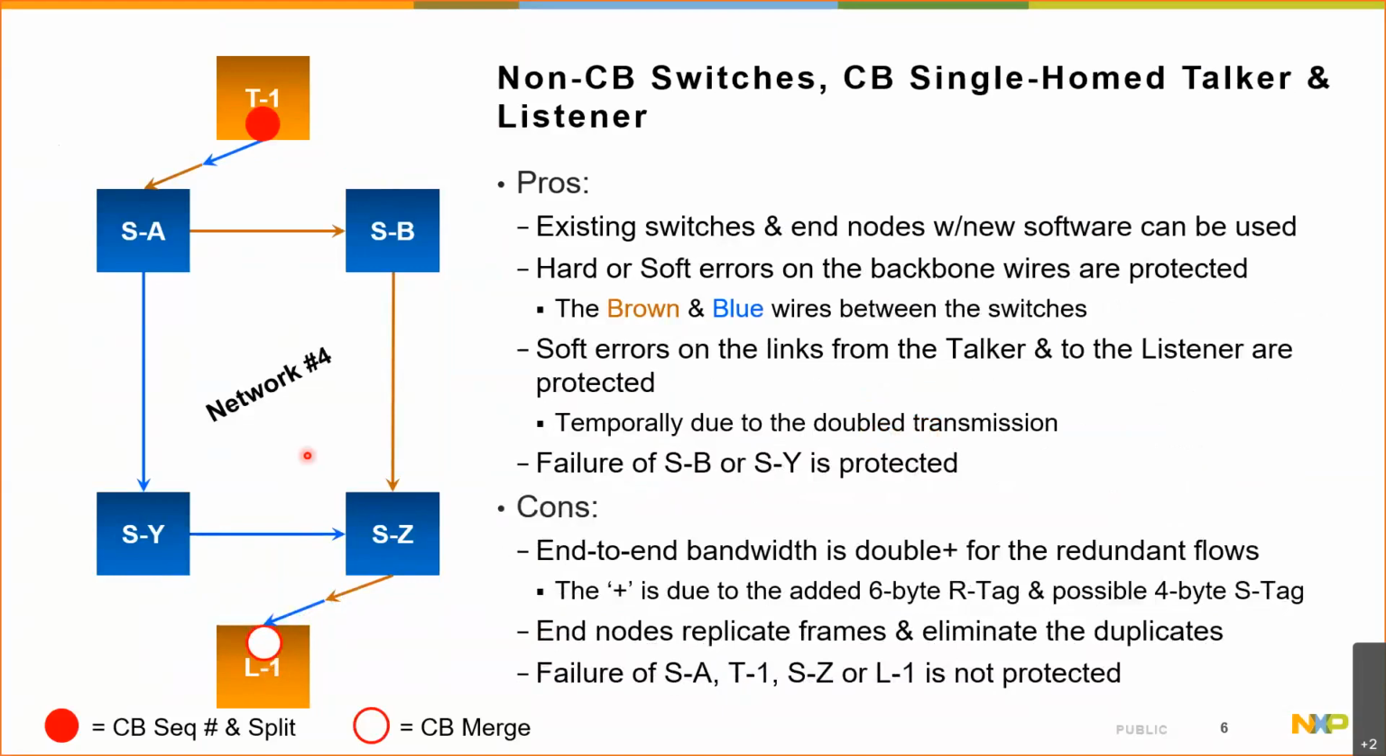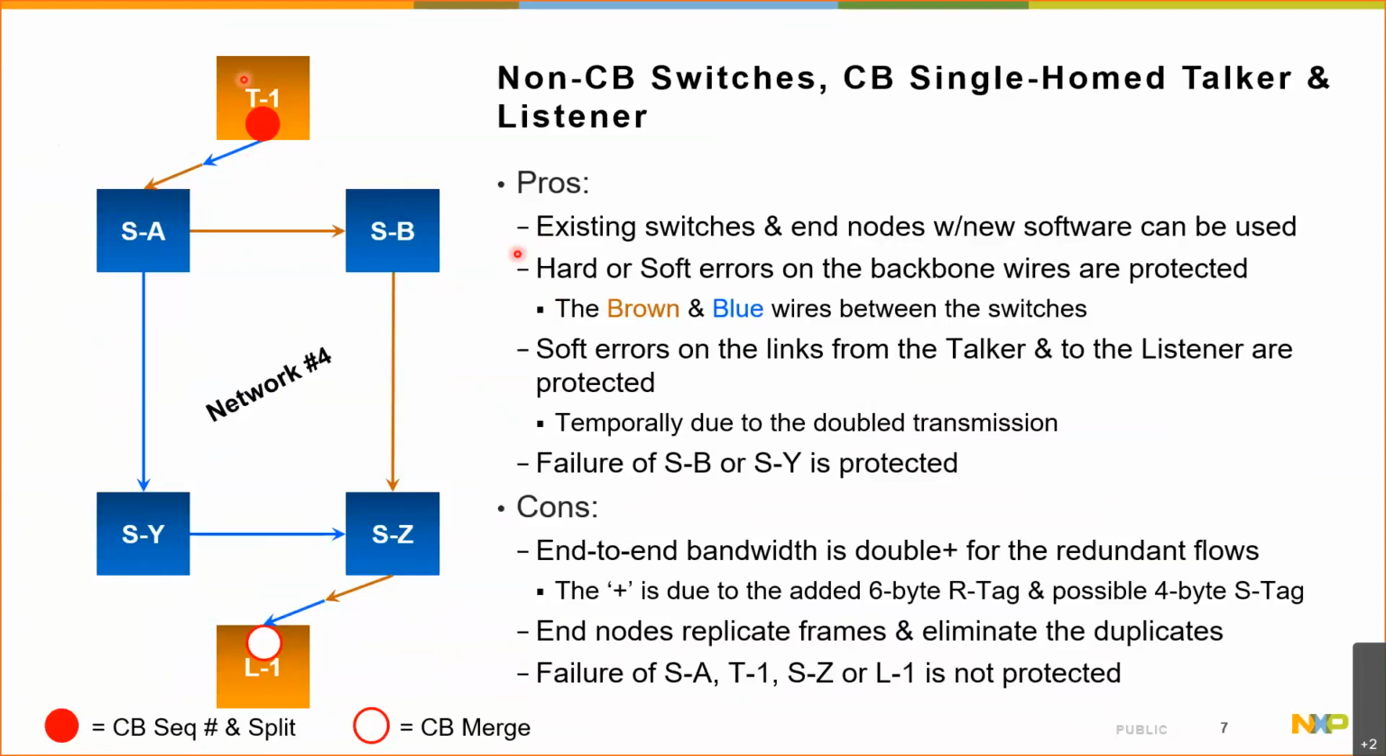So network 4 is an interesting derivation of that concept, where again, you're using the same existing switches, but the talker is single homed. And instead, the frames are replicated and transmitted on the same physical wire in time split differences. So they're temporally or time shifted copies. So again, existing switches and new software can be used.